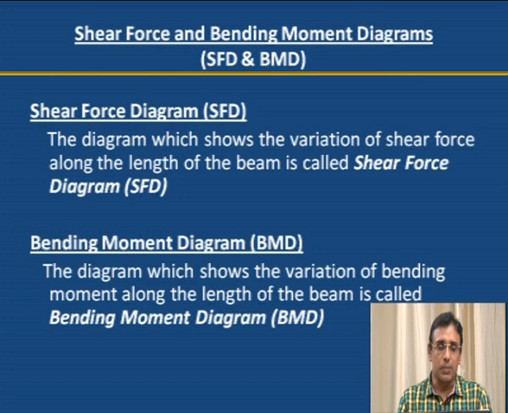What we discussed in the previous session: the shear force diagram. The diagram which shows the variation of shear force along the length of the beam is called the shear force diagram. Another one is the bending moment diagram. The diagram which shows the variation of bending moment along the length of the beam is called the bending moment diagram. We have to draw the shear force diagram and bending moment diagram for the cantilever beam, simply supported beam, as well as overhanging beam.